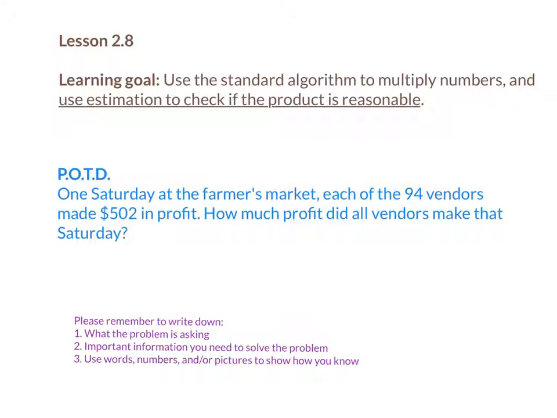So is that any new part? Use standard algorithm to multiply numbers. Is that new for us today? No. Will that be any new learning? No. The second part, though, says use estimation to check if the product is reasonable. Have we already learned how to use estimation?